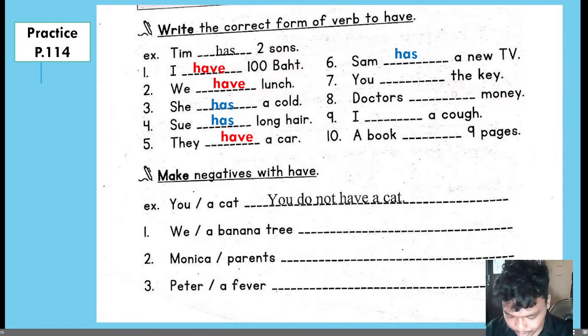Teacher move to next. Okay. You remember you have the key. Well done. You have the key. Alright.